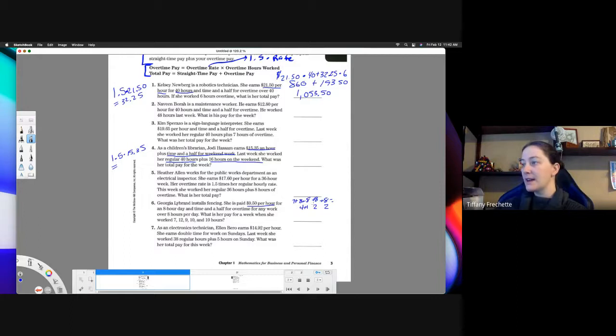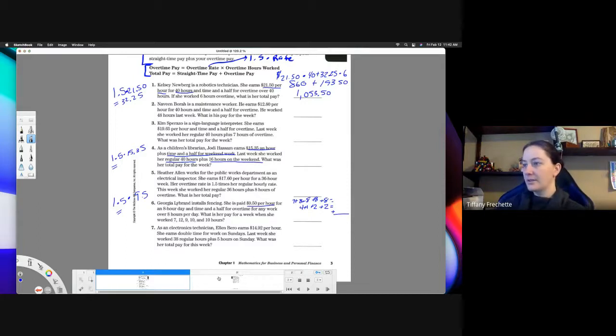But these hours are overtime. So make sure you take the 950 and you multiply by 1.5 so that you know what her overtime rate is, because that's what you're going to multiply the second piece by. And then you're supposed to add those two pieces together, just like we did up here. They're just giving it to us in a different way. So make sure you're paying attention to how they're giving it to you there.